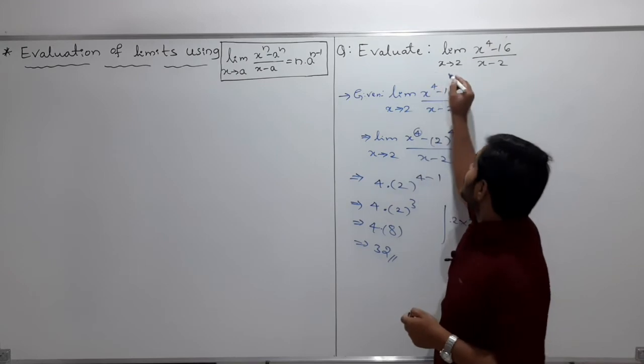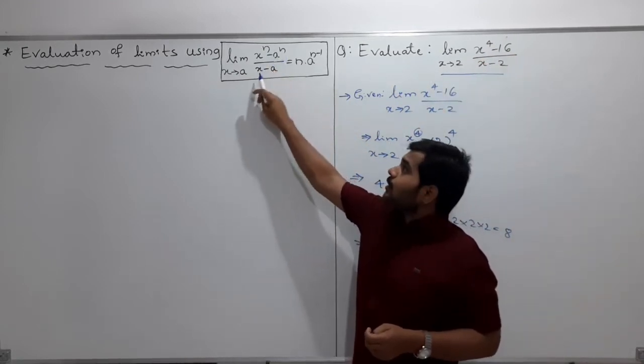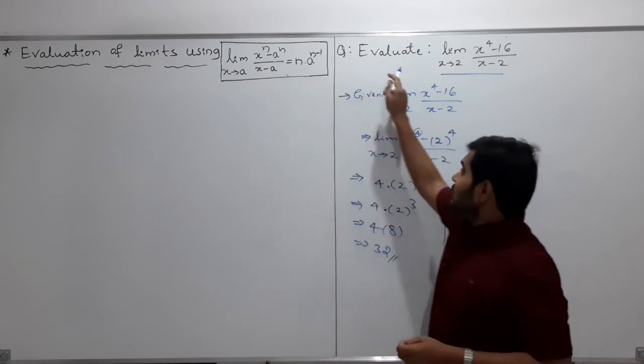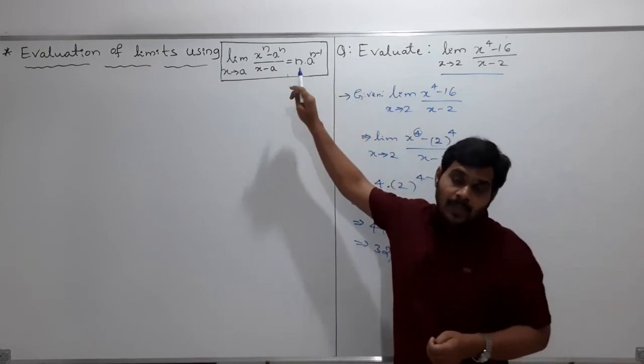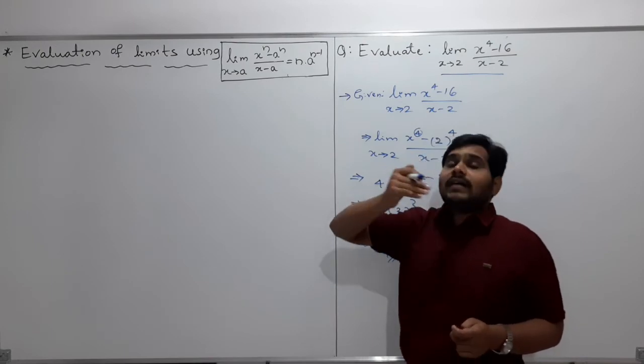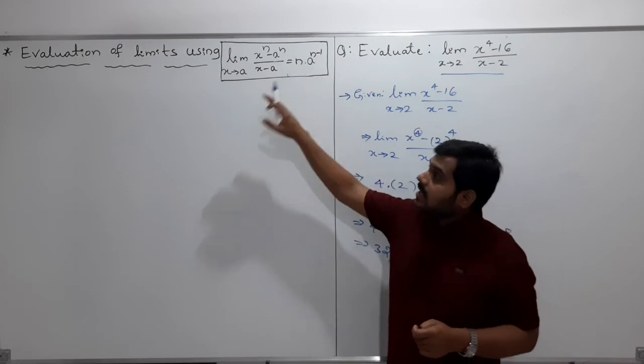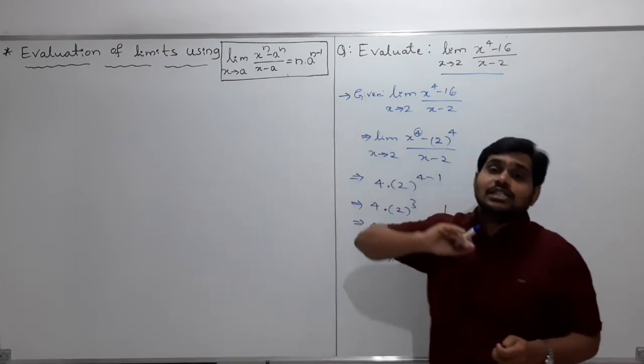Everything depends upon the given question. If the question is in this form, x to the power n minus a to the power n whole divided by x minus a, in that case we will solve using this result. Clear? If the given question is factorizable, if we can easily factorize, in that case we will apply evaluation of limits by using factorization.